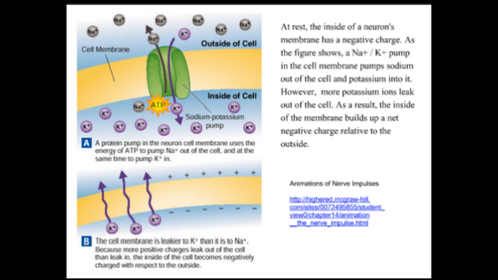Okay. So at rest, the inside of the neuron's membrane has a negative charge, as the figure shows. Sodium-potassium pump in the cell membrane pumps sodium ions out of the cell and potassium ions into the cell. However, more potassium ions leak out of the cell. As a result, the inside of the membrane builds up a net negative charge relative to the outside.